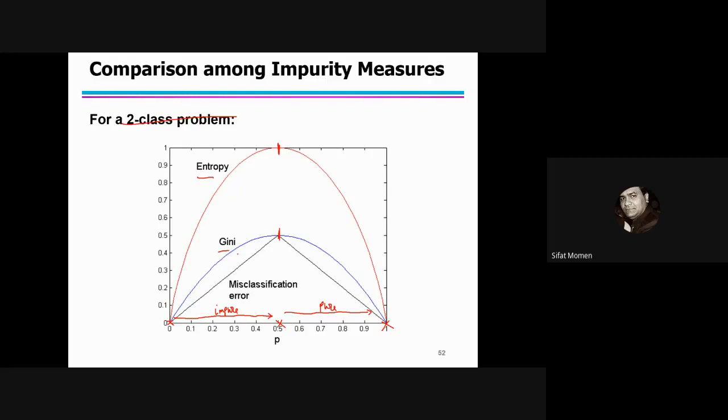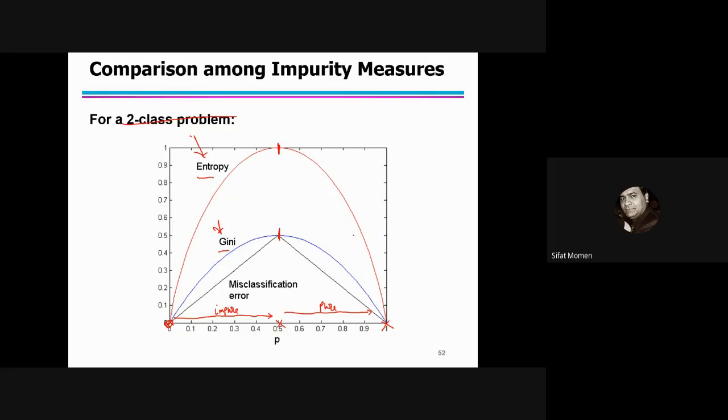Okay. Now, I hope it's clear why we use entropy and Gini. You can see that the more pure a node is, the smaller the values of entropy and Gini. As it becomes more and more impure, the values of entropy and Gini start increasing. And as it becomes more and more pure, the values start falling.